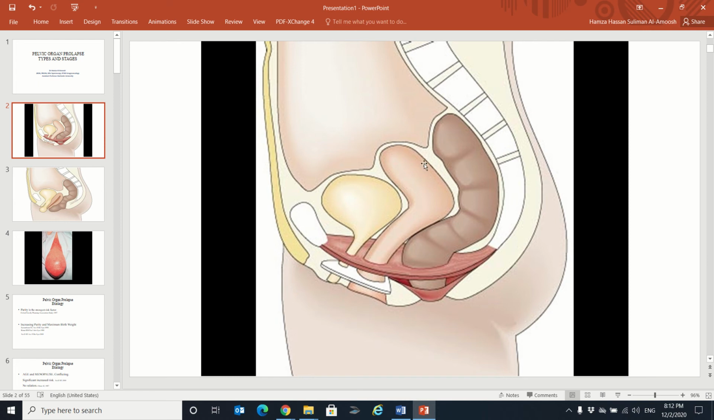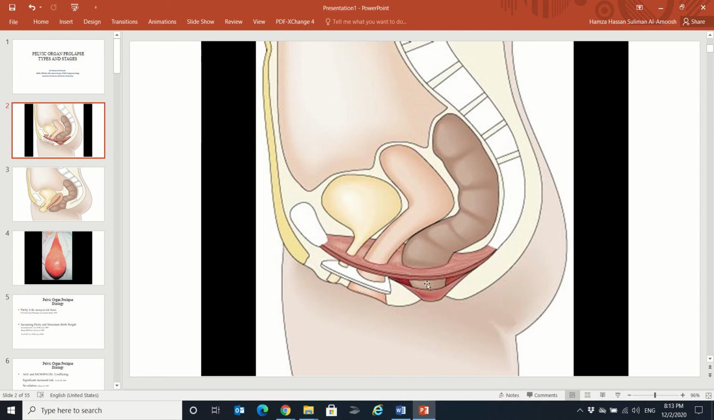Just to remember the anatomy, this is the uterus, usually anteverted. It ends with the cervix. This is the vagina, and this is the opening of the vagina or the vestibule. In front of the uterus is the bladder. This is the urethra, and this is the opening of the urethra. Behind the uterus is the bowel. Here's the sigmoid, the rectum, and this is the anal verge.